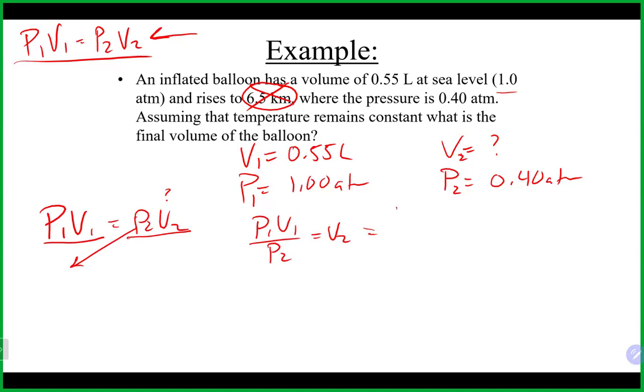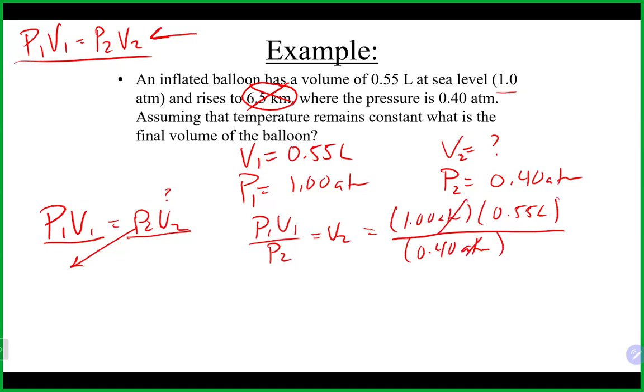Putting it in here, we'll go with 1 atmosphere times 0.55 liters divided by 0.4 atmospheres. Atmospheres will cancel, leaving us liters as our units. So 1 times 0.55 divided by 0.4 gives 1.4 liters in this case, which will be our new volume. First off, any question on the calculation there? Now we can think about this as Boyle's law, right?